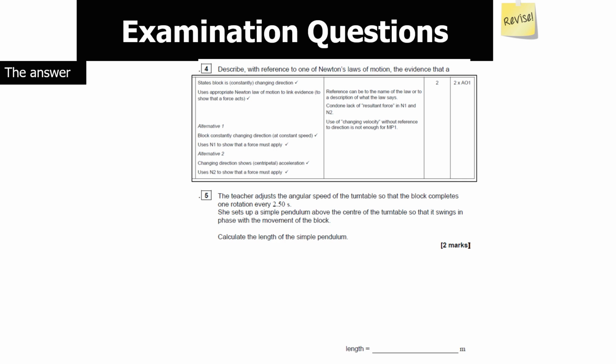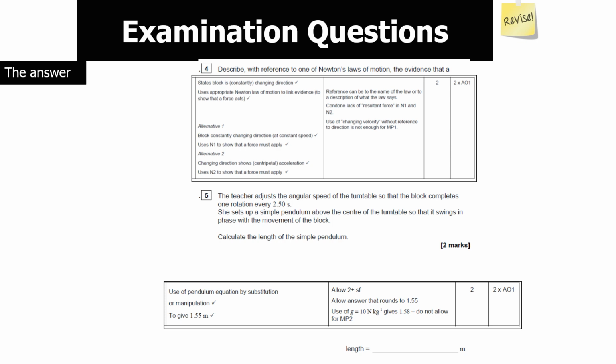Now to work out the length of this simple pendulum, you use your equation T equals 2 pi times the square root of L over g. At that point we rearrange it and make L the subject. We've got T, we know 2 pi and we know g to be 9.81. So we pop in our values and we get 1.55 metres. It's very important you refer to your pendulum equation, which is given on the equation sheet.